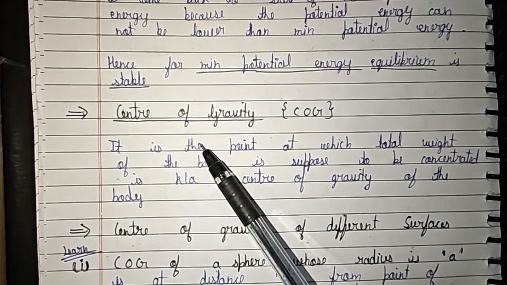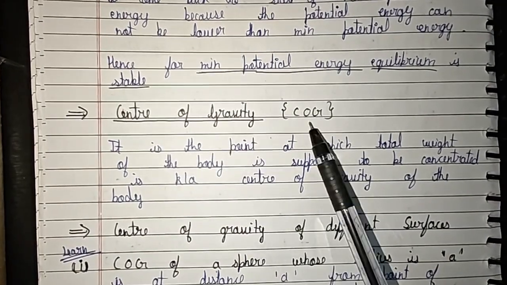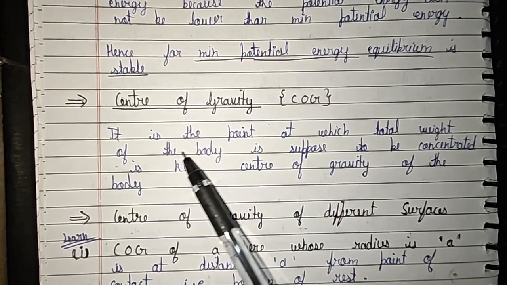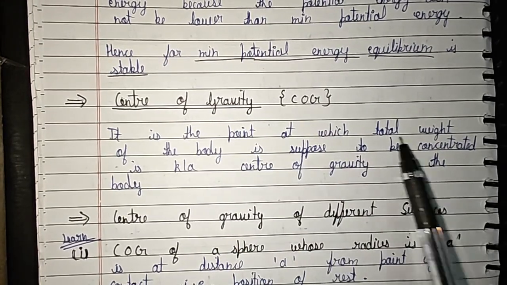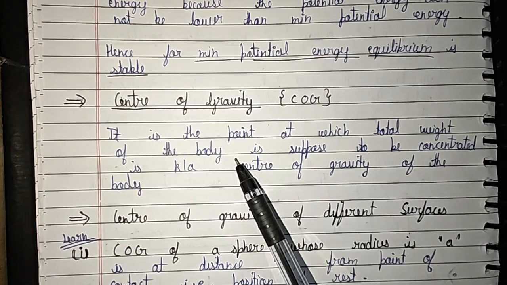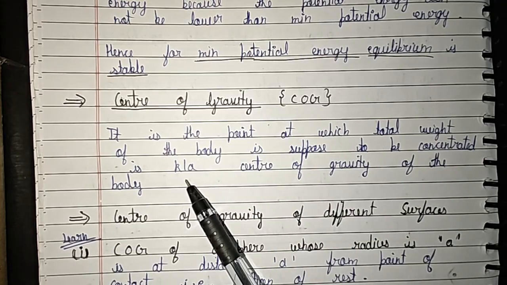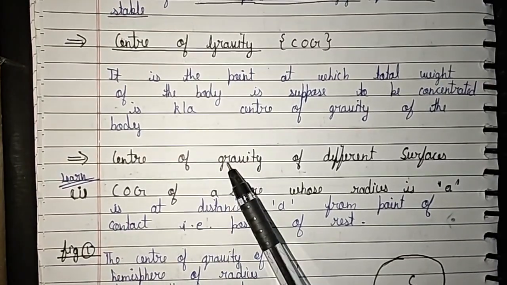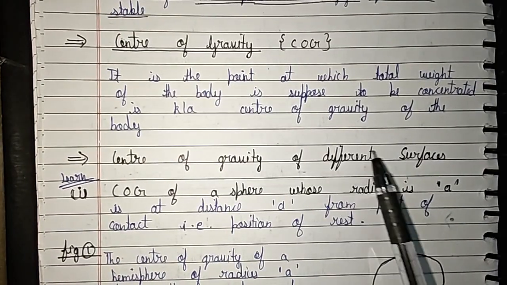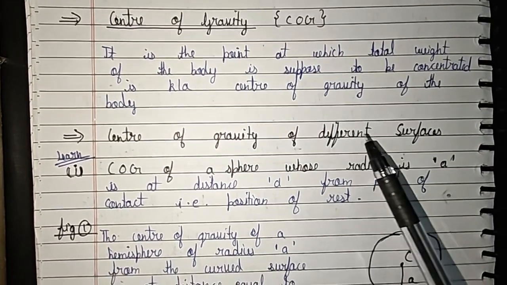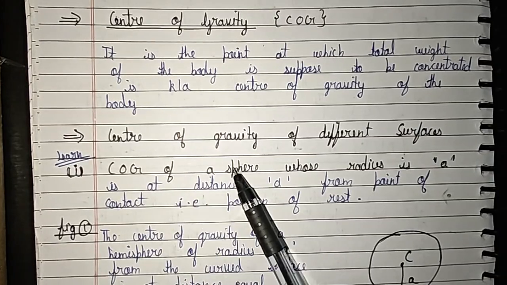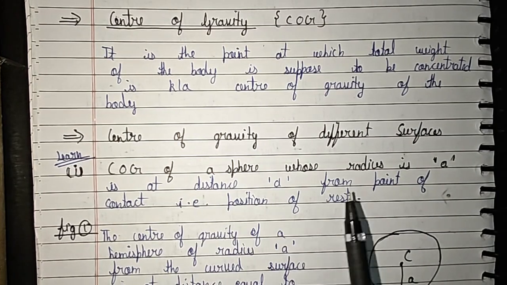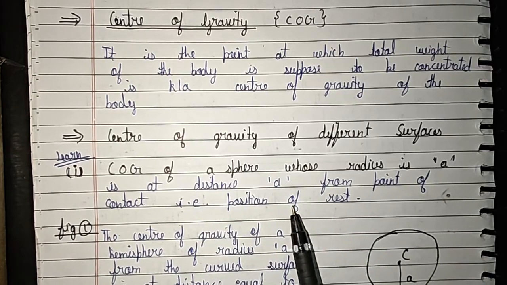Now let us understand what is center of gravity. In short form we can write it as COG. It is the point at which the total weight of the body is supposed to be concentrated, known as the center of gravity of the body. The center of gravity of the body is different for different surfaces. The center of gravity of a sphere whose radius is a is at a distance a from the point of contact, that is the position of rest.